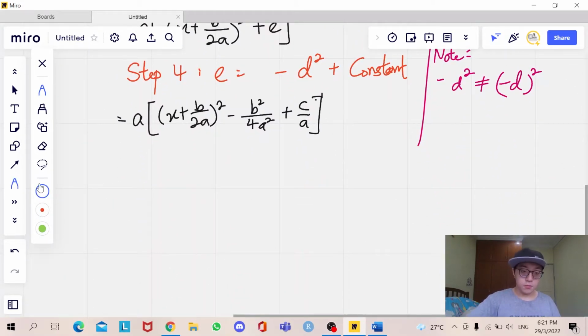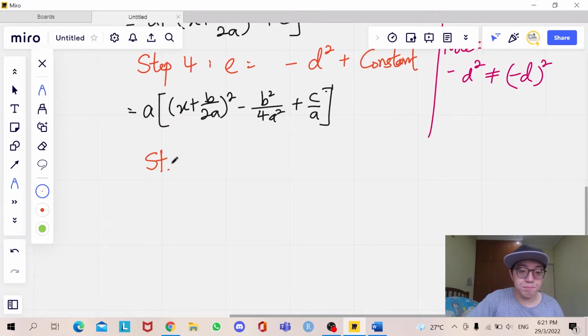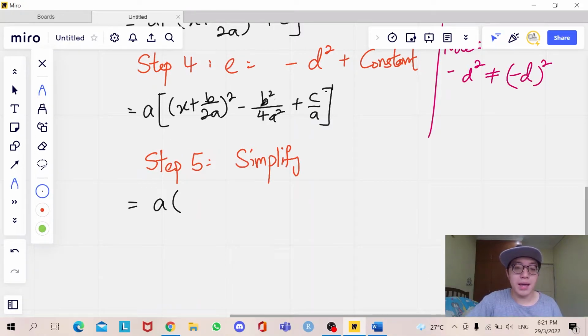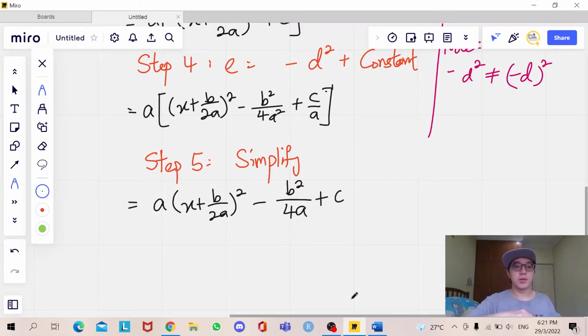If you want to further do it, you can expand in step 5. You can simplify it. Step 5, simplify. This is equal to a, you will expand the a inside: x plus b over 2a, the whole thing squared, minus b squared over 4a, plus c, because each term here is multiplied with a. So this is how you complete a square.